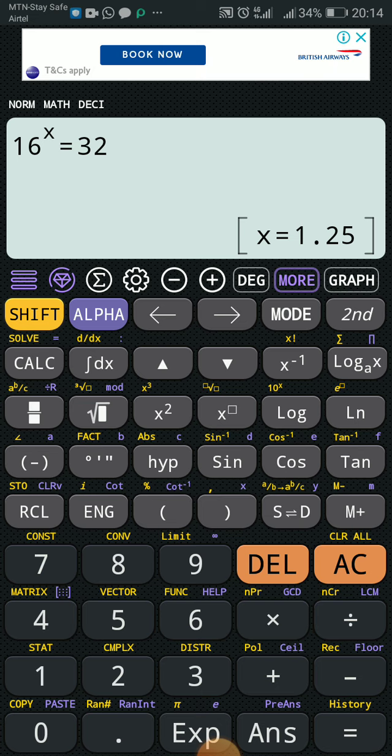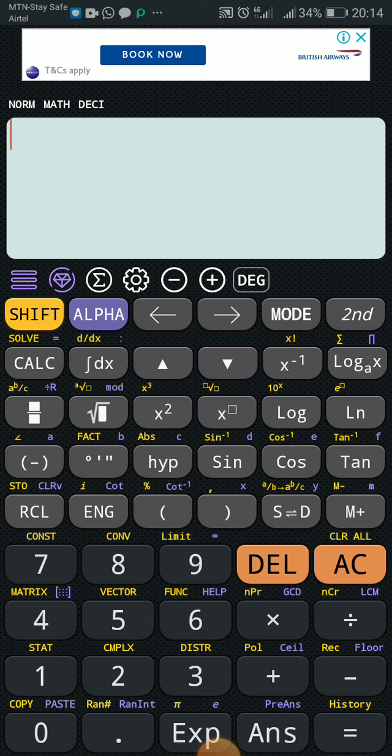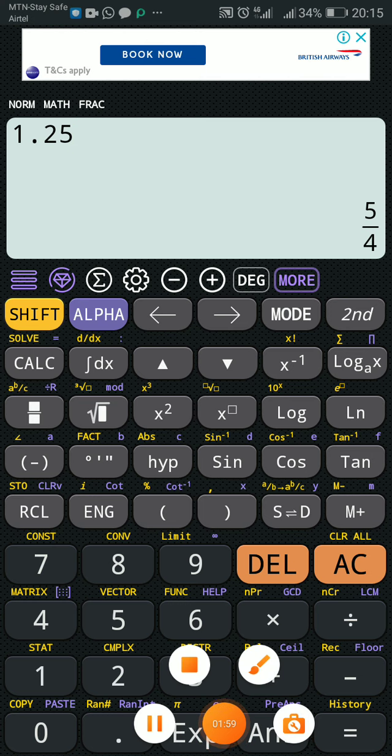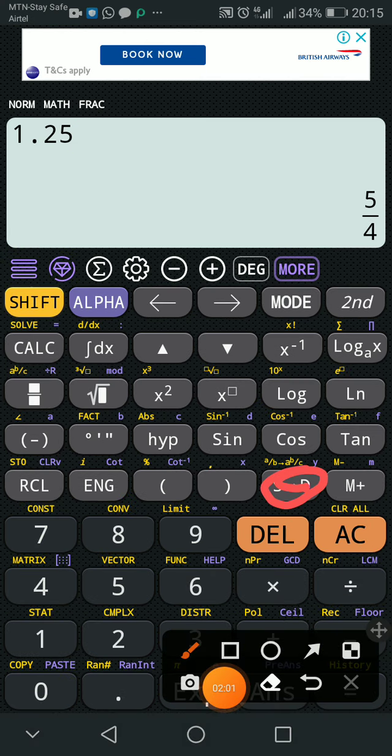Well, this calculator already does the job for me. It already shows me what x is: 1.25. I can go ahead to find 1.25 in fraction form. That's 5 over 4 by pressing the SD. This is the SD in your calculator. I believe some of you know it. That's the SD here. Okay, so that is how that is.